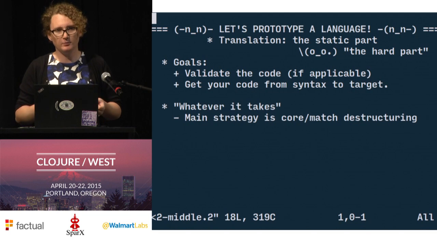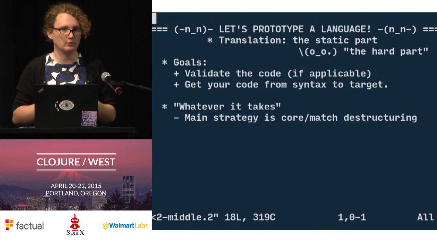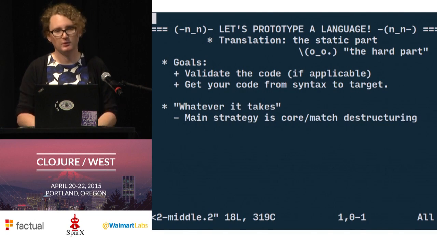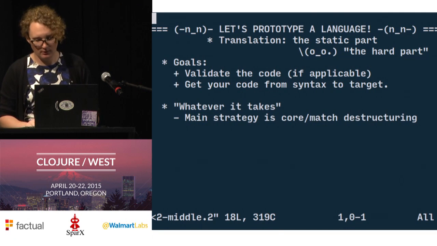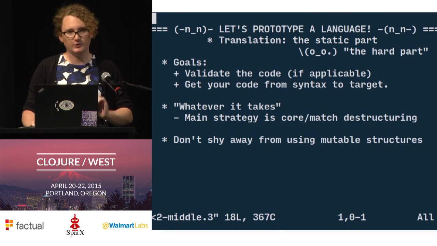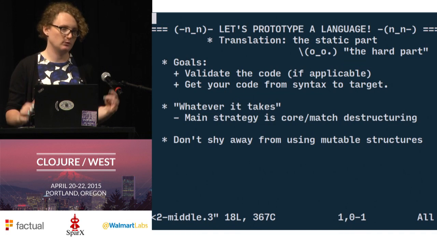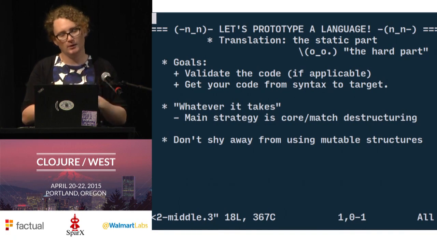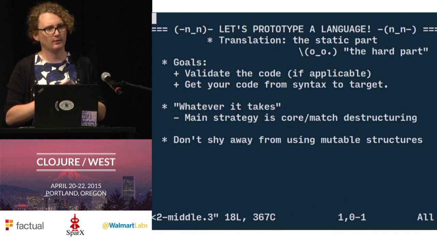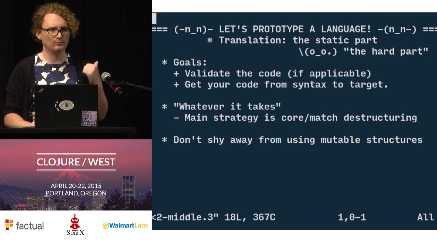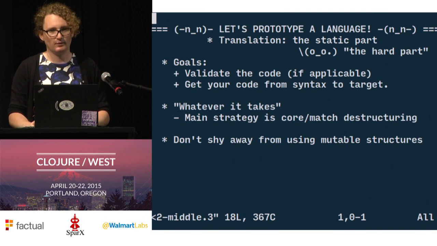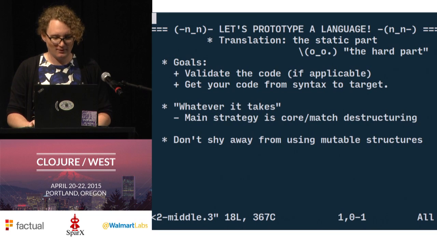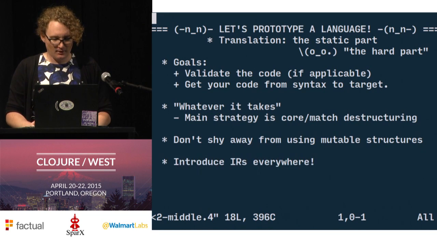Basically, the main strategy that you're going to use is you're going to destructure this stuff with core match and create new trees, right? A couple of tips here. Do not shy away from using mutable data structures if they're confined to one step of the process. They're really useful, and if it makes you feel any better, Haskell's compiler uses mutable structures everywhere. So it's OK.